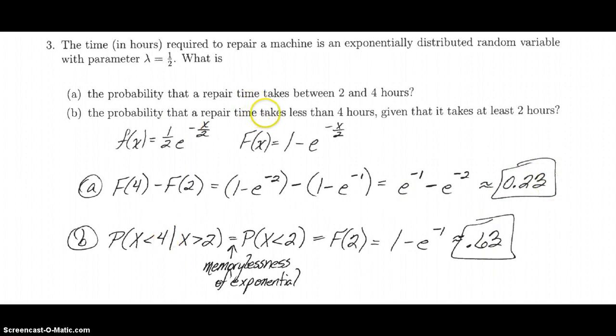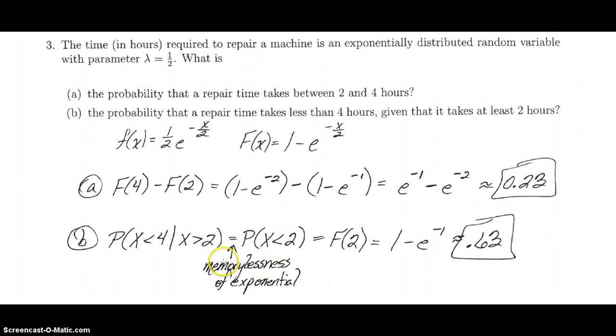Now here we have a conditional probability that it takes less than 4, given that it takes greater than 2. So you might think at first this is the same problem as A, but it's not, because in A we could still have it repaired between 0 and 2 hours. It's possible it would take less than 2 hours. In part B, we know that it's not taking less than 2 hours. So that part of the distribution is already removed. So we're only looking from 2 onwards.